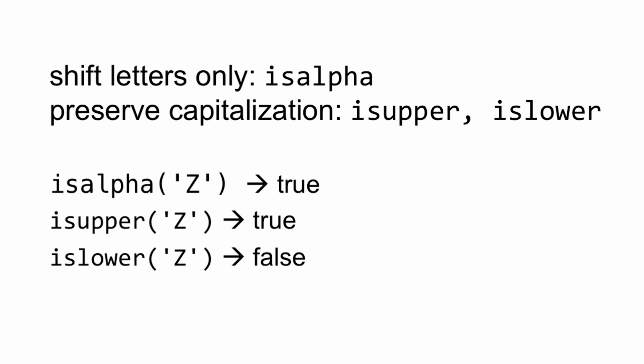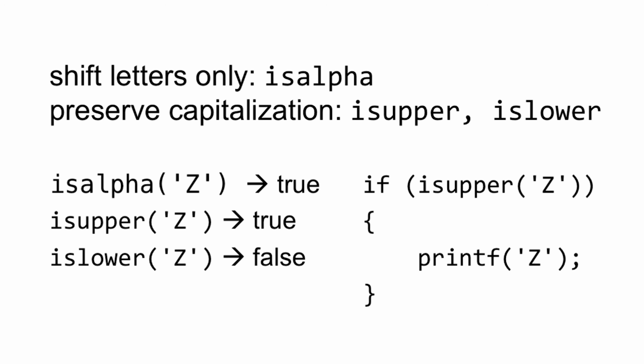Here are 3 functions that are going to come in handy for this problem. Remember up above when I gave the example for shifting "this is CS50"? Remember that the 50 and the exclamation mark didn't shift. So how can we tell whether we need to shift a letter or not? Well, isalpha, if you pass in a character, will return true if that character is a letter and false otherwise.